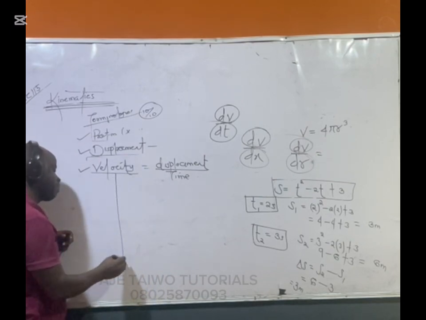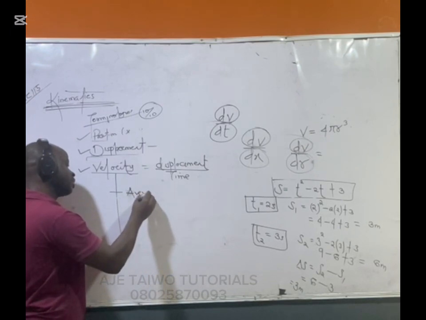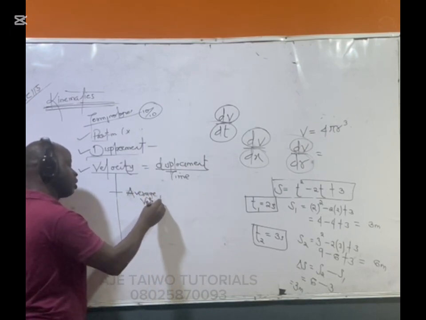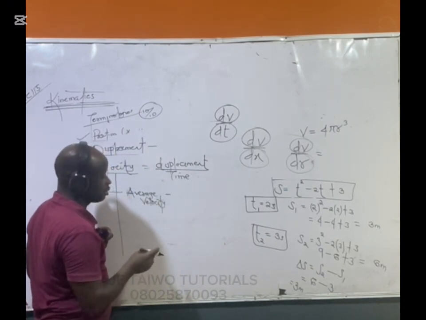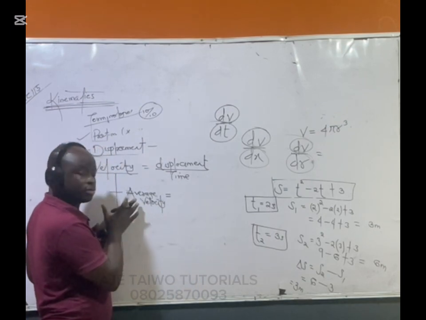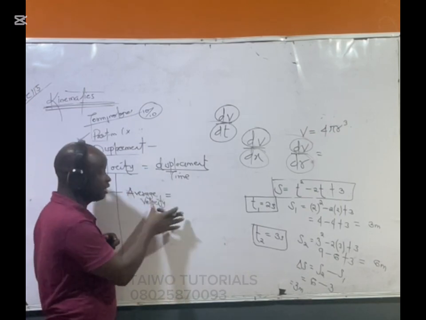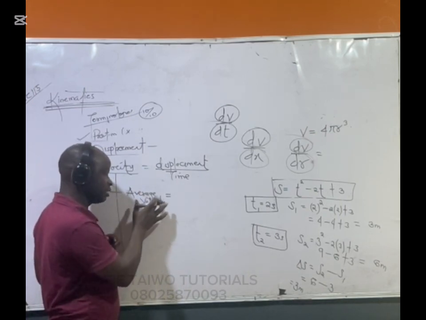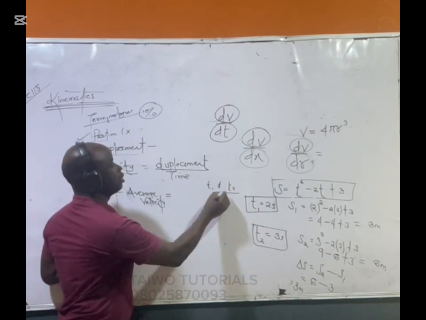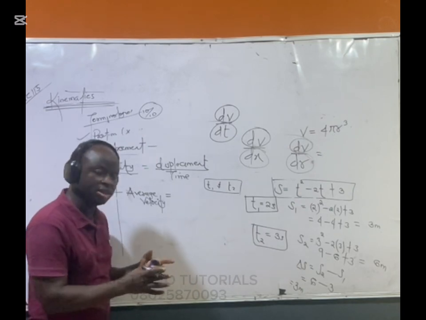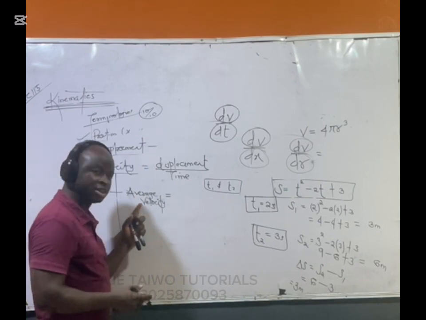Your velocity will be in 3 places. We'll start with average velocity. What is average velocity? It is the velocity over a time interval. The velocity of the body over a time interval, like T1 and T2, is called average velocity.